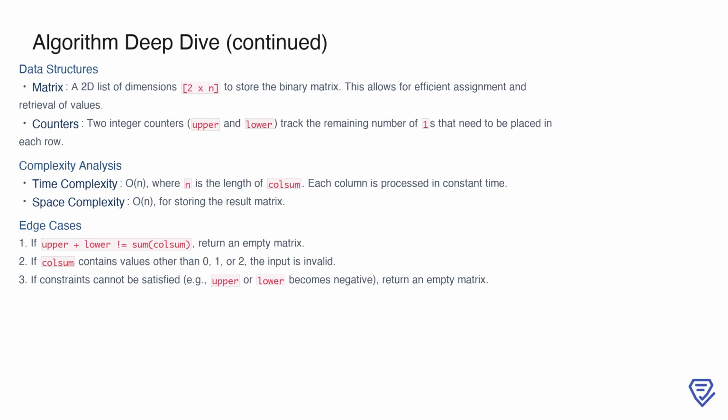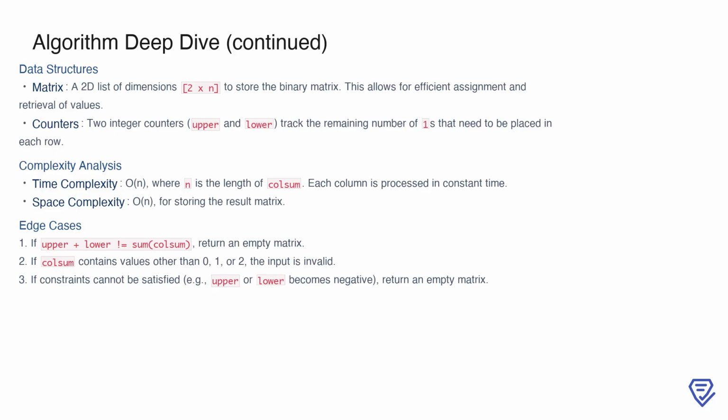To implement this solution efficiently, we use a 2D list to represent the matrix. This allows for quick assignment and retrieval of values as we iterate through colsum. We also maintain two integer counters, upper and lower, to track the remaining number of 1s that need to be placed in each row. In terms of complexity, the time complexity is O(n), where n is the length of colsum, as we process each column in constant time. The space complexity is also O(n), due to the storage required for the result matrix.